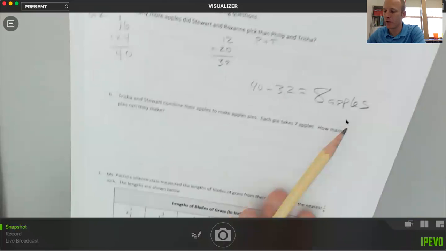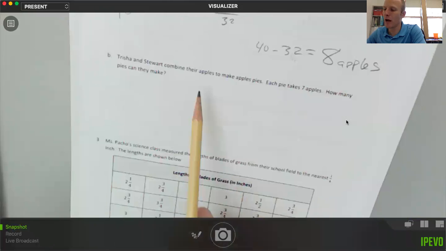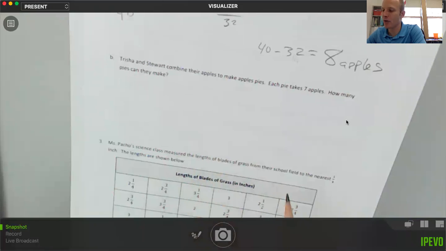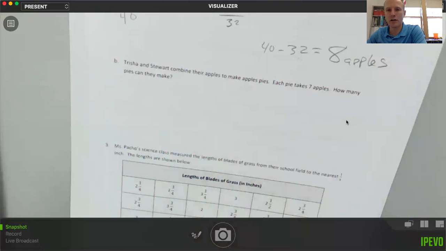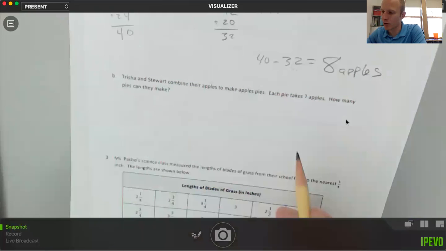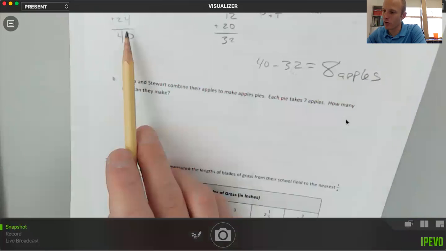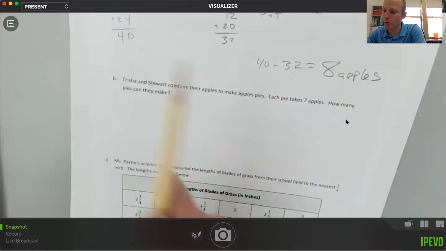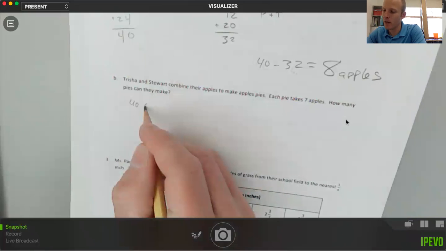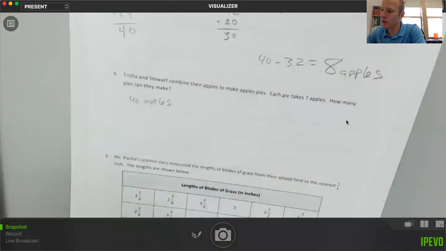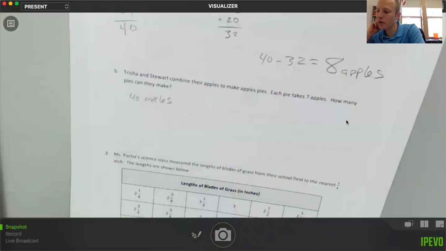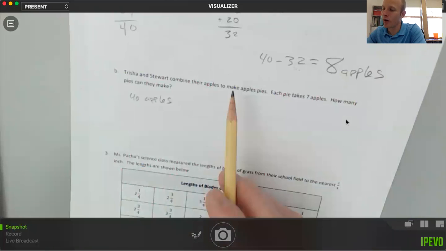Trisha and Stuart combine their apples to make apple pies. Each pie takes 7 apples. How many pies can they make? So let's see, Trisha and Stuart, those are the ones that did 40 apples. They have 40 apples. Each pie takes 7 apples. Oh, wait, I'm sorry. Hold on.